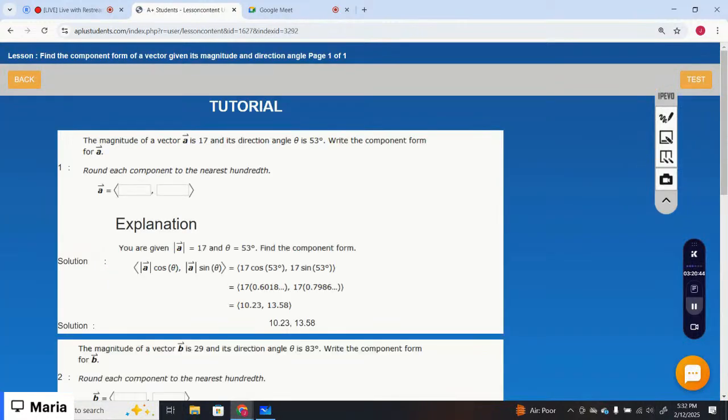The magnitude of a vector is 17 and the direction angle is 53 degrees. Find the components of the vector. How do we find the components? We use A cos theta and A sin theta, where A is the magnitude and theta is the angle. A is 17, so you do 17 cos 53 and 17 sin 53. That is 10.23 and 13.58.